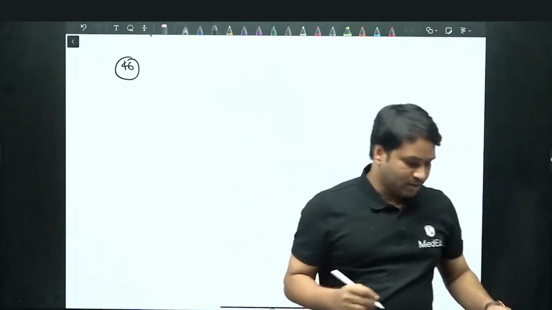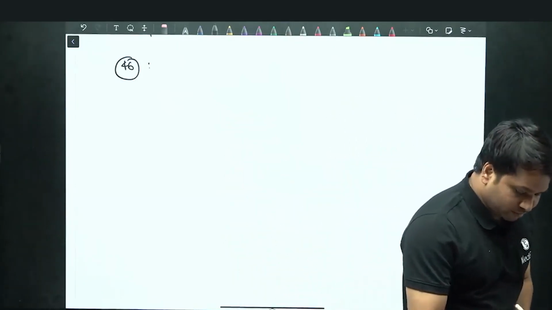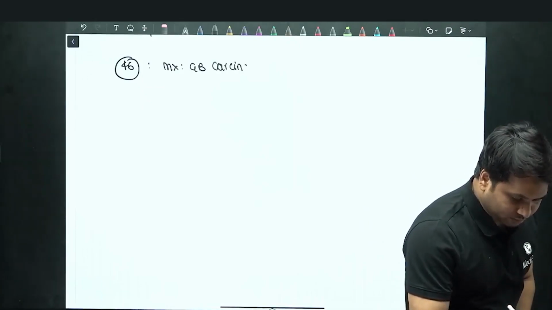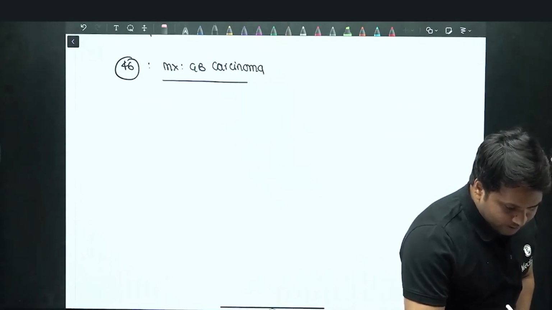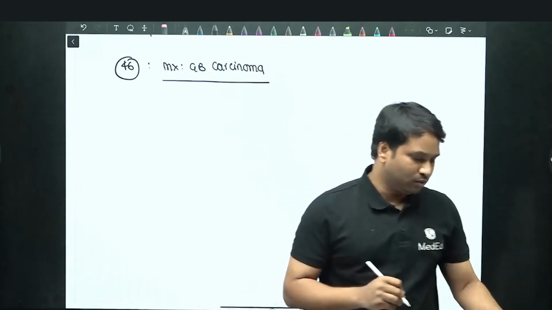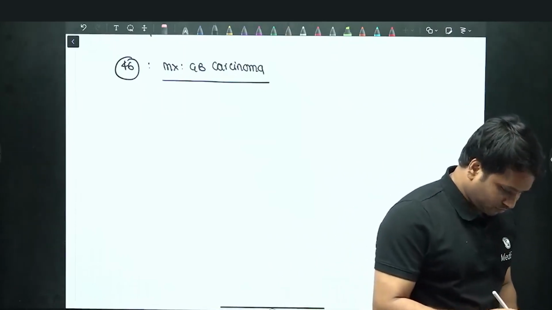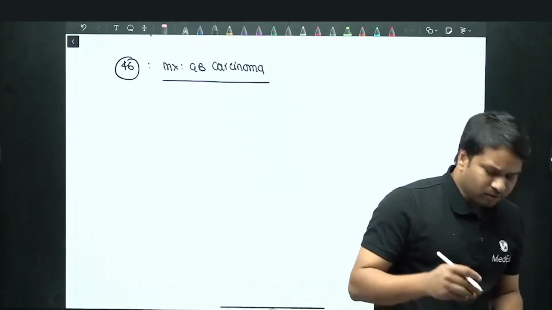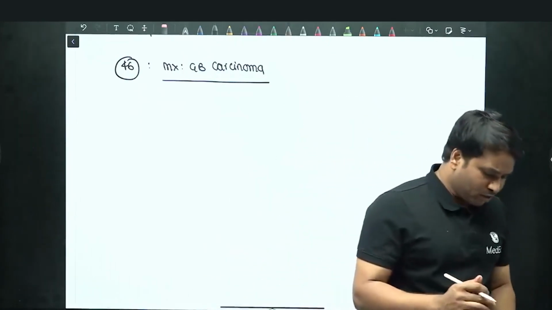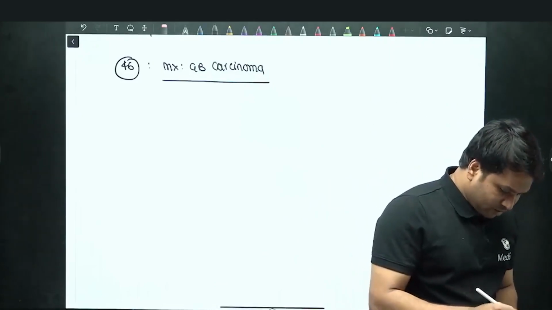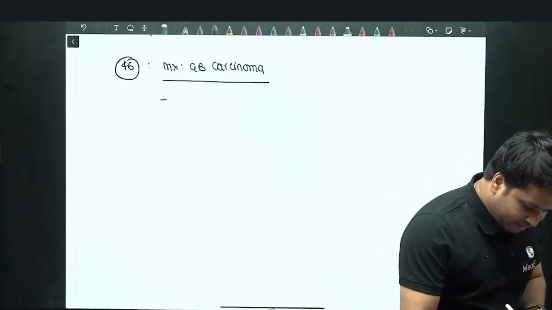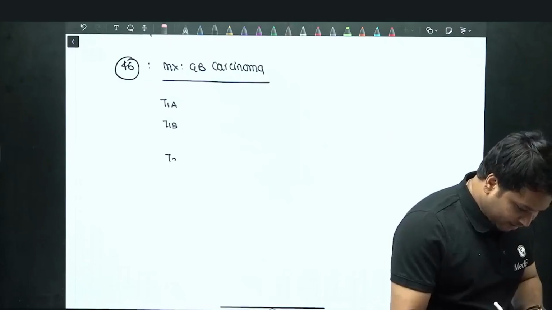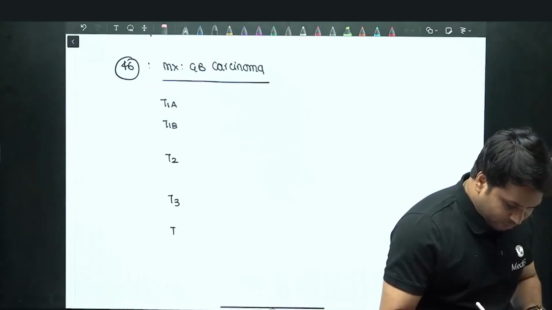So talk about question number 46. Management of gallbladder carcinoma. It is basically a T-based management that you have to look across. I don't want to go into the entire spectrum, but we'll try to keep it simplified for you. If you have a patient who is having a T1A disease, we'll see if it's a T1B disease. If it is a T2 disease, is it a T3 or a T4 disease?